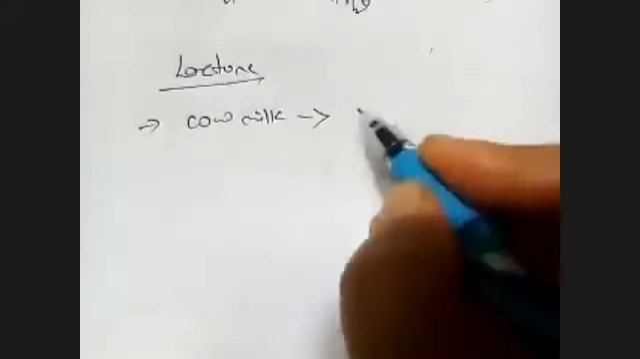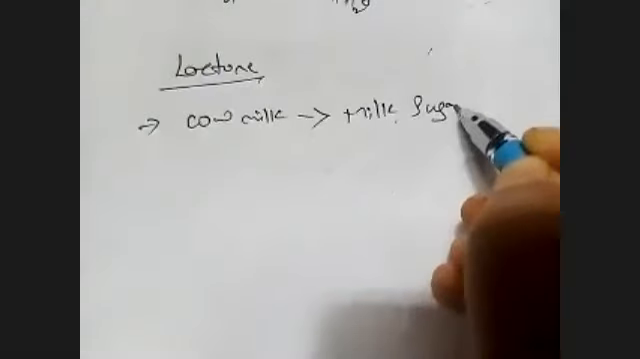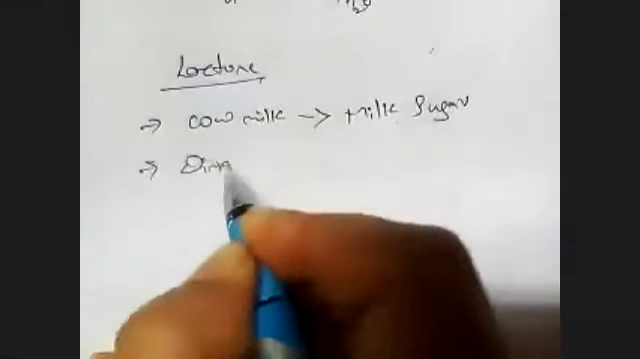Lactose. Here lactose is present in your cow milk. That's why it is called milk sugar. Yes, of course, it's a disaccharide.